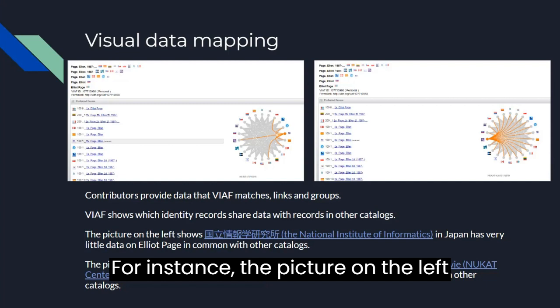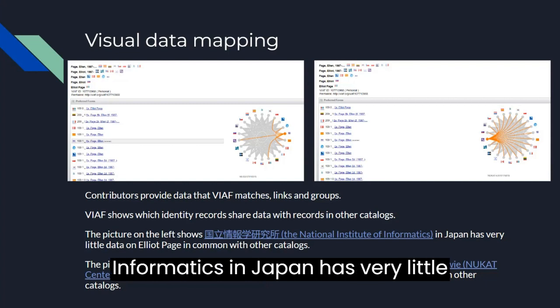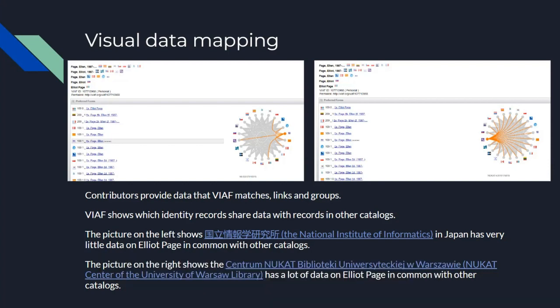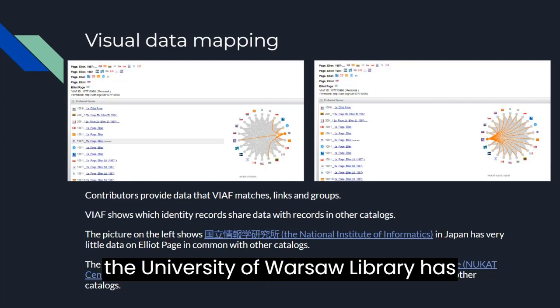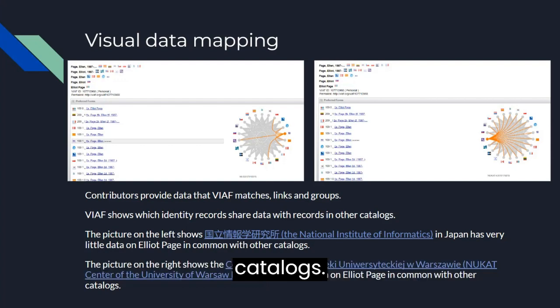For instance, the picture on the left shows the National Institute of Informatics in Japan has very little data on Elliott Page in common with other catalogs. The picture on the right, on the other hand, shows the NEWCAT Center of the University of Warsaw Library has information in common with many other catalogs.